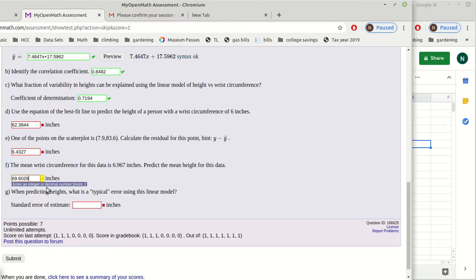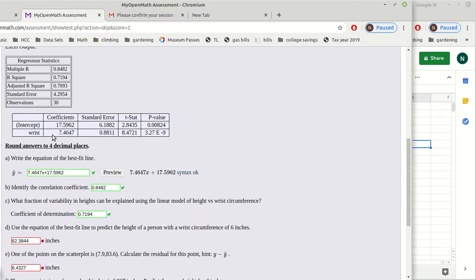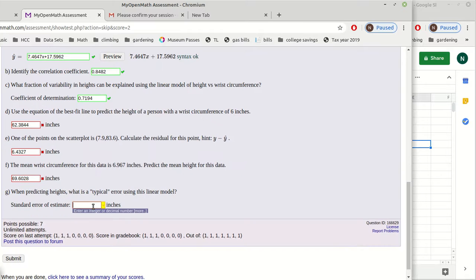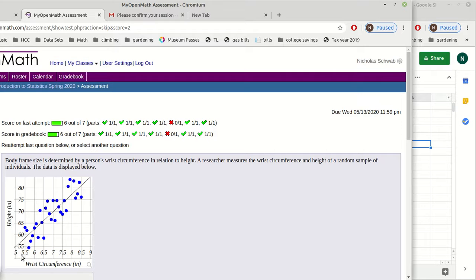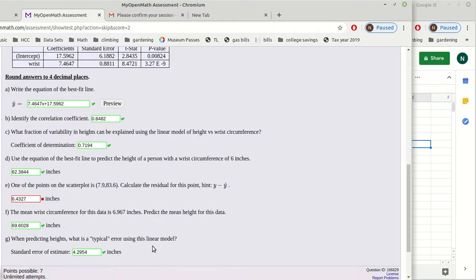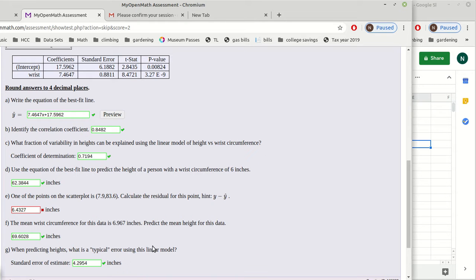Hopefully that works. When predicting heights, what is a typical error using this linear model? So we want to know what the standard error is. Standard error of estimate. So we just go up here and get our standard error. I'm just going to copy it. 4.29. All right, we hit submit, and it says one of them's wrong. Which one is wrong? My residual.